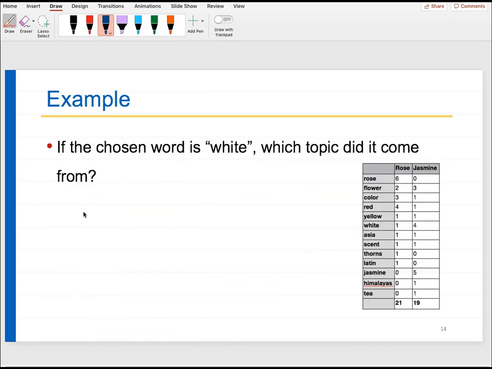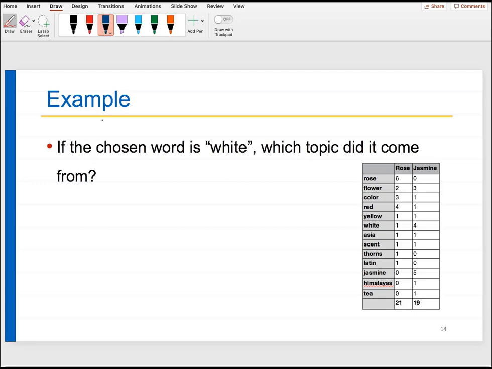Okay, if the chosen word is white, which topic did it come from? Means you tell the probability or your belief. If the chosen word is white, which topic did it come from? Jasmine. More likely to come from Jasmine. Okay, let us see. Probably.